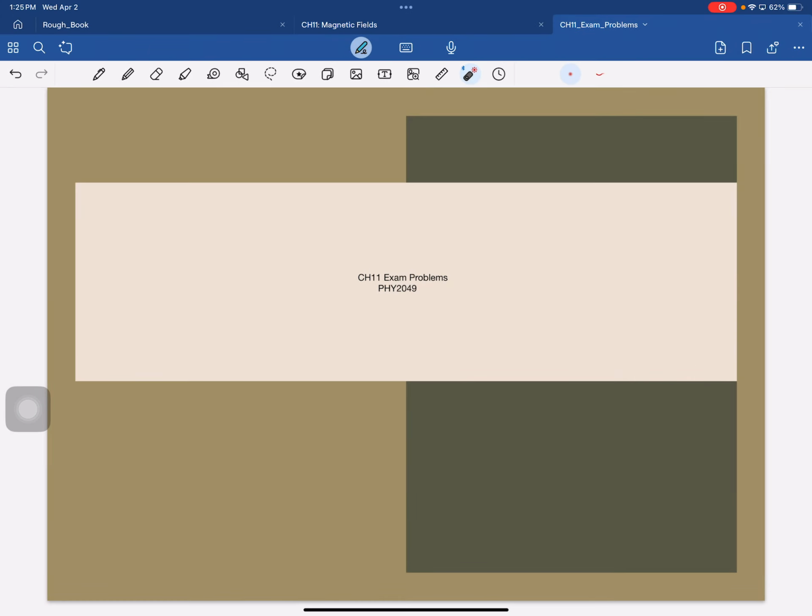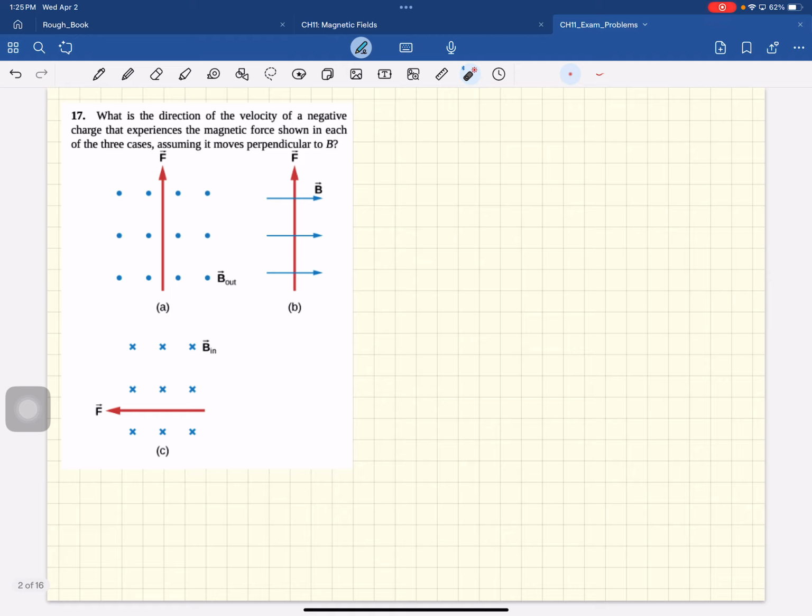So we'll do problems from chapter 11. Okay. What is the direction of the velocity if a negative charge experiences the magnetic force shown in each of these cases, assuming it moves perpendicular to B?